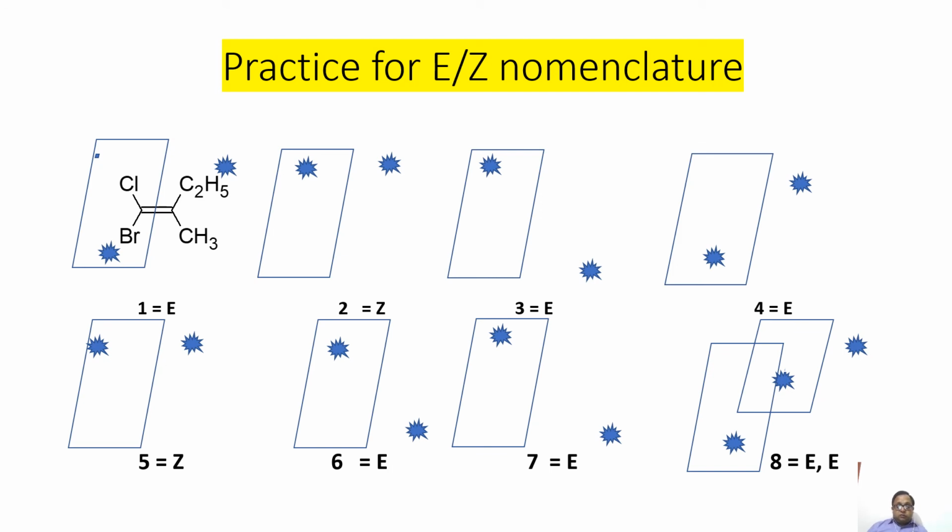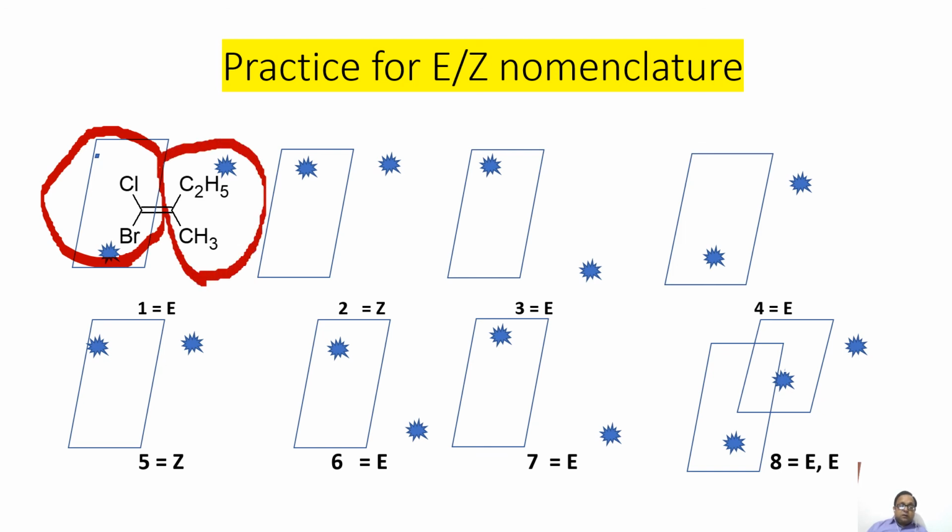Just to sum up how we did it, we divided the structure into two parts, with one carbon and another carbon. This first carbon has chlorine and bromine, so bromine is the high priority. Here, methyl and ethyl, ethyl is the high priority. Both the groups with high priority have been marked, and we can see their positions. If we see the positions, we can easily identify whether it is E or Z.